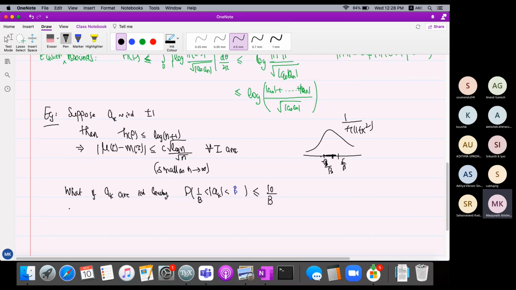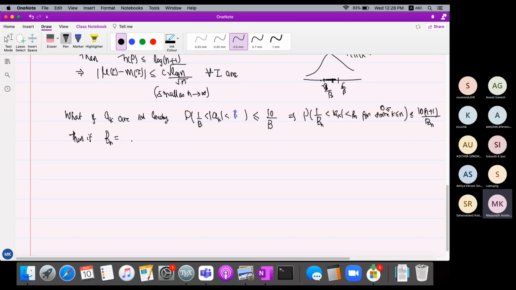What this means is that the probability that AK is between 1 by Bn and Bn for some K between 0 and n is bounded by 10 times n over n plus 1 over Bn. Okay, so let's take Bn to be n to the 5. I mean, n cube will be okay.